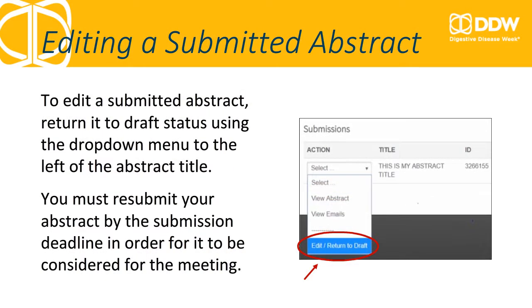To edit an abstract that has already been submitted, click the Submissions tab and then use the drop-down next to the abstract title to select Edit Return to Draft. The abstract will then be placed into draft status so that you may complete your edits. Once you have made all necessary edits, be sure to resubmit the abstract, as any abstracts in draft status at the 9 p.m. Eastern deadline on December 1st will not be reviewed or considered for the meeting.